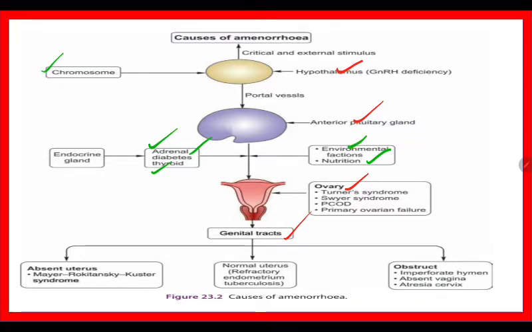Coming to the ovary, there can be Turner syndrome, Swyer syndrome, PCOD or primary ovarian failure, which in turn cause amenorrhea. Genital tract disorders, especially obstruction of the genital tract like imperforate hymen, absent vagina, and atresia of the cervix, could cause amenorrhea. In a normal uterus, there could be refractory endometrium, tuberculosis, and absent uterus, that is Mayer-Rokitansky-Kuster syndrome. These are some pathological causes for amenorrhea.